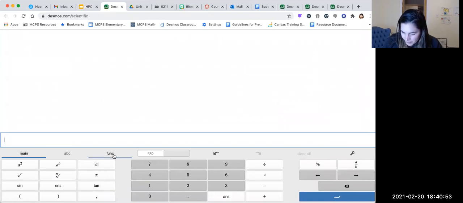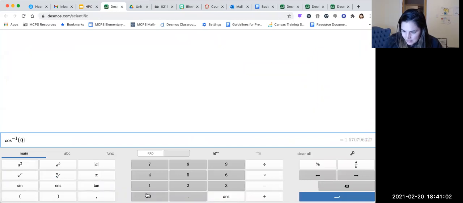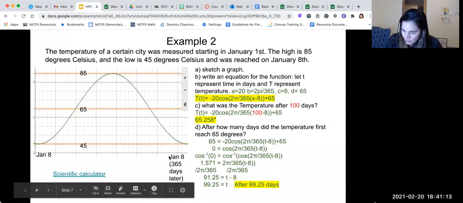So inverse cosine, you can find that if you click function, okay? And then you can say inverse cosine of, go back to main, 0. Okay, so the inverse cosine of 0 is 1.571. So I'm going to go back to my slides. So 1.571 is going to be what this left side evaluates to. And then that's going to equal 2 pi over 365 times T minus 8.